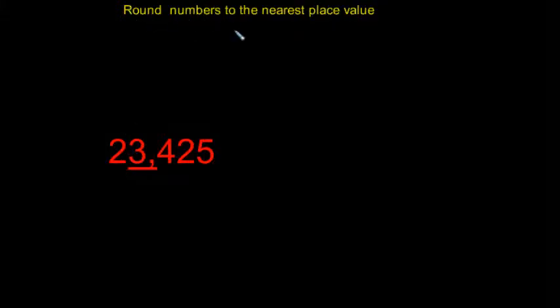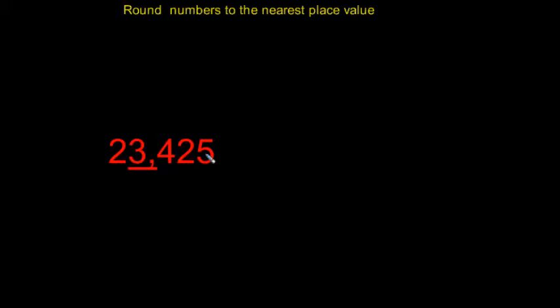Round numbers to the nearest place value. And we have 23,435. This time, we're going to round the number that is on the line. First, we have to take a closer look at the place value for each number.